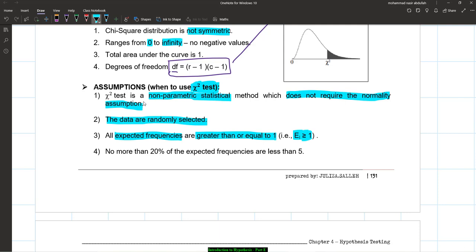The proportion of expected frequencies that are less than 5 should not be more than 20%. If this is satisfied, then we can use the Pearson chi-squared test of independence.